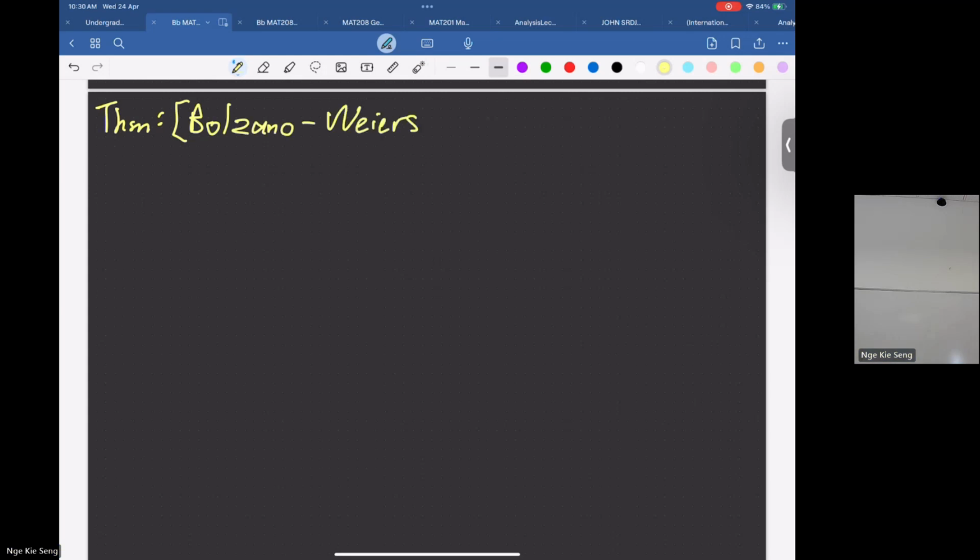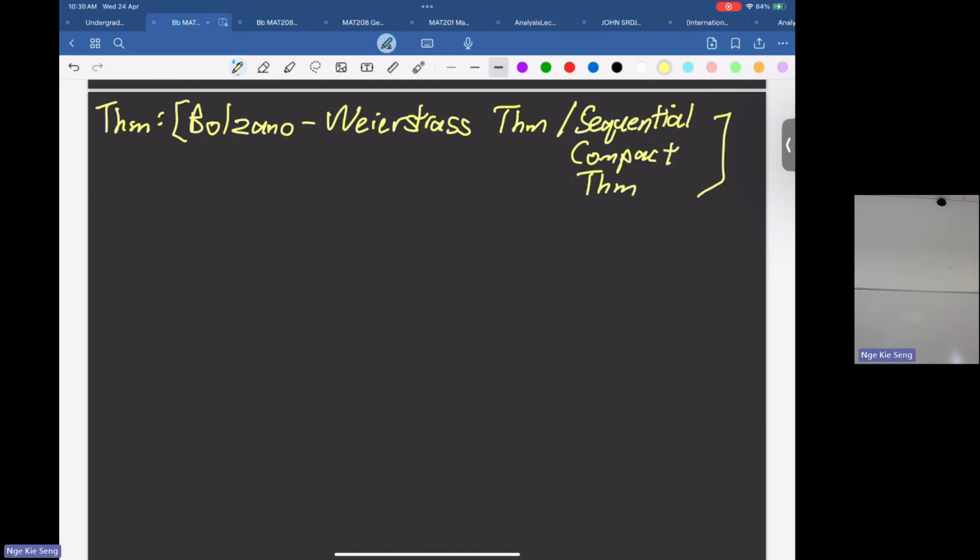Bolzano-Weierstrass. Sometimes in the book, you will see that this is the sequential compactness theorem, but I don't want to introduce sequential compactness in this class, and I won't use this word. If you look at the textbook, they introduce what is closed and compact in a general sense, but I won't do it in this course. Even if we're using the property, I won't speak about this term here, unless you come to a general topology course.